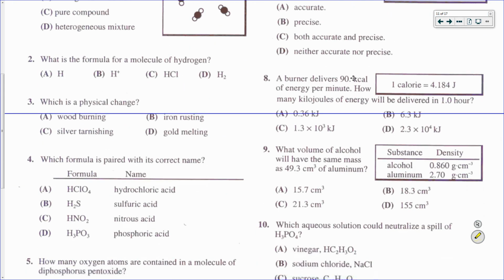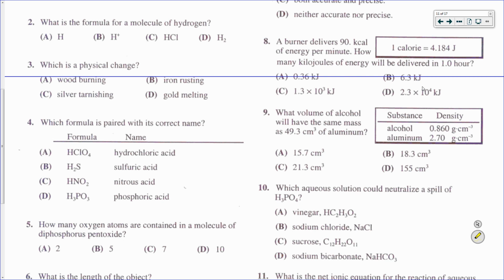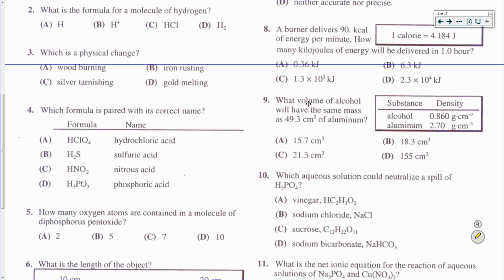You've got a certain amount of energy, and it tells you the calories per minute, how much kilojoules per hour, so that's factor analysis. It's conversion of units, and you're given the relationship. Here's something with density. You're given a volume, and you want to know what has the same mass of something else that's got a certain volume.